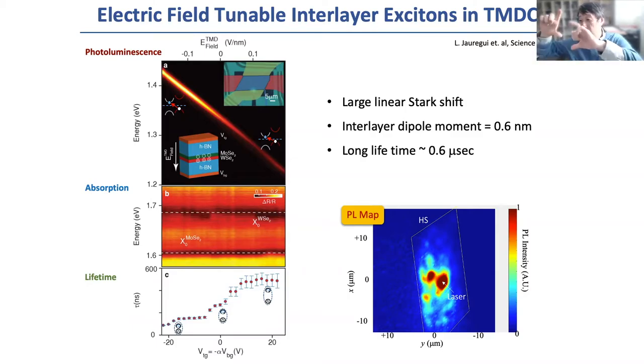Here we just have the type 2 alignment, so it's very natural that any interlayer exciton quickly converts, and any intralayer exciton quickly turns into the interlayer exciton. Here I'm interested in the interlayer exciton, so in a sense that was the right choice from the beginning.